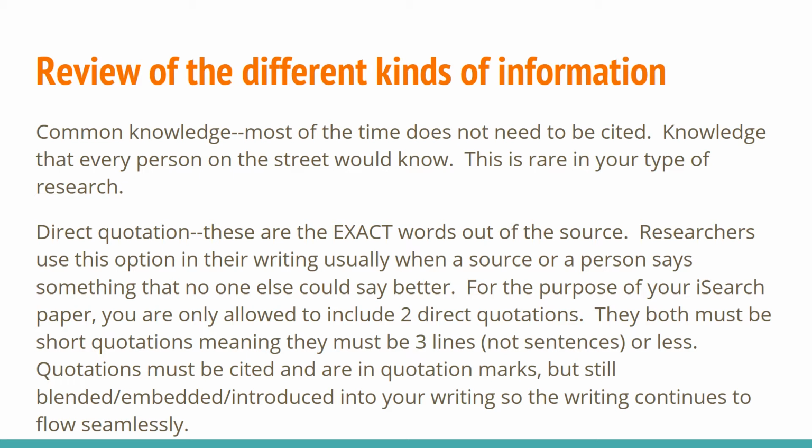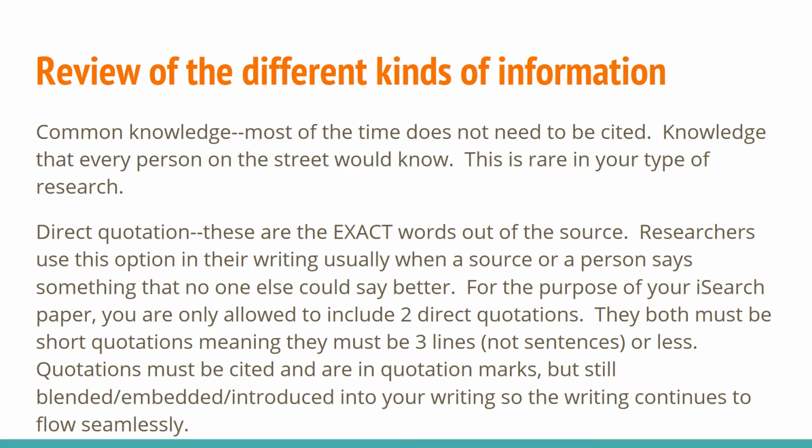This is information that all people know. We use the person on the street test. If you were to pass somebody on the street and ask them a question about a piece of information, would he or she know the answer to your question? If the answer is yes, then it might be common knowledge and you do not have to cite that information.